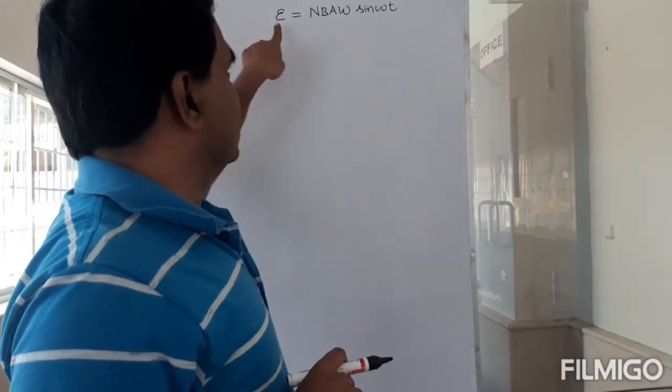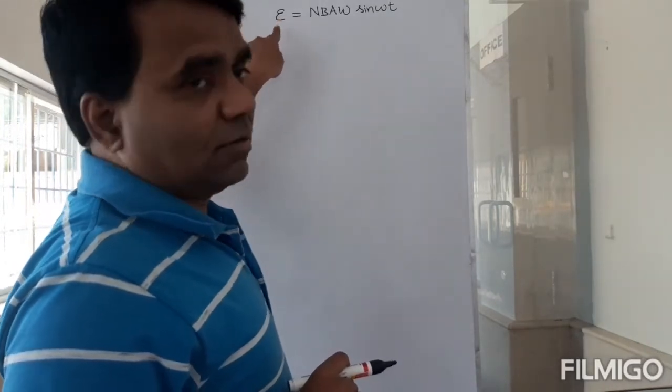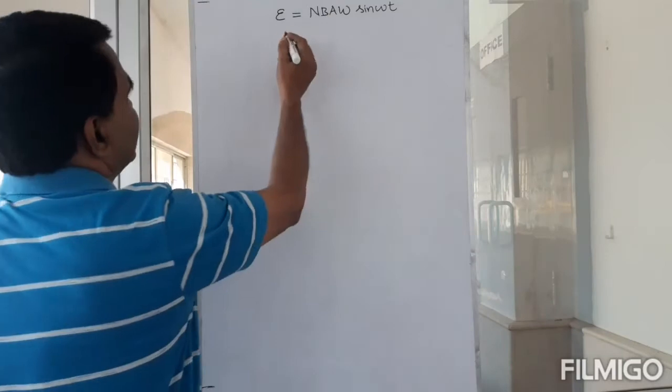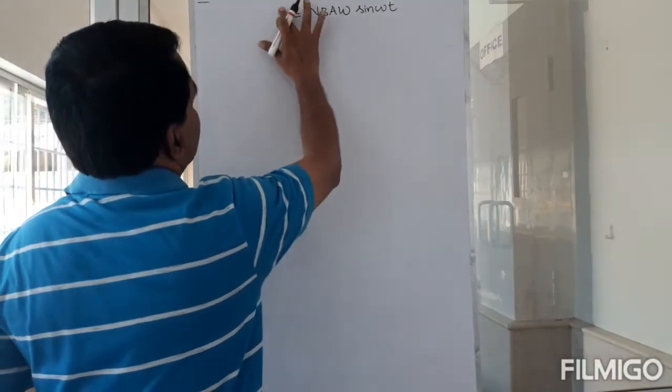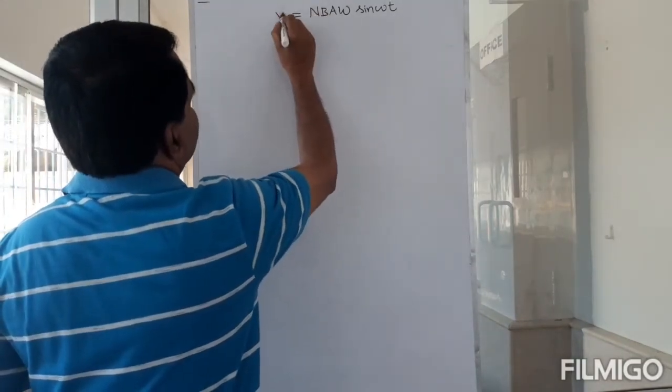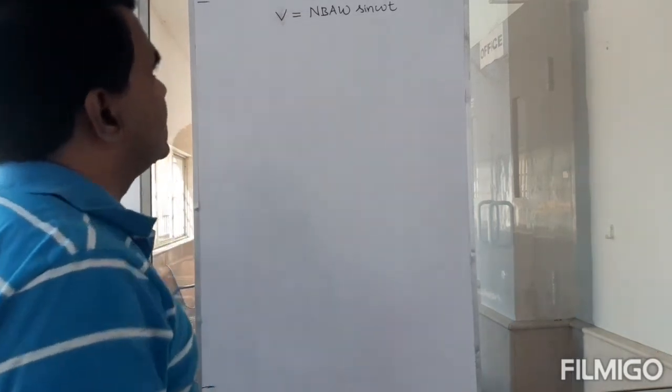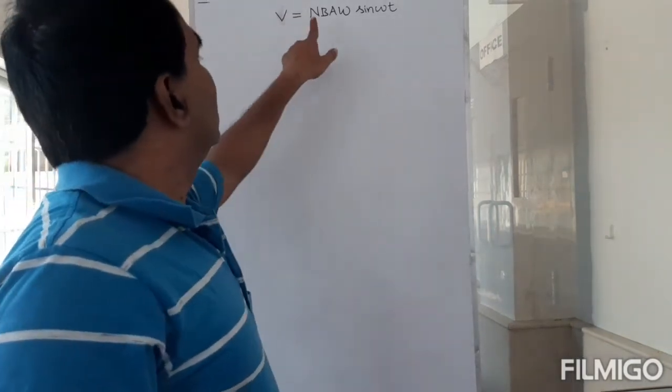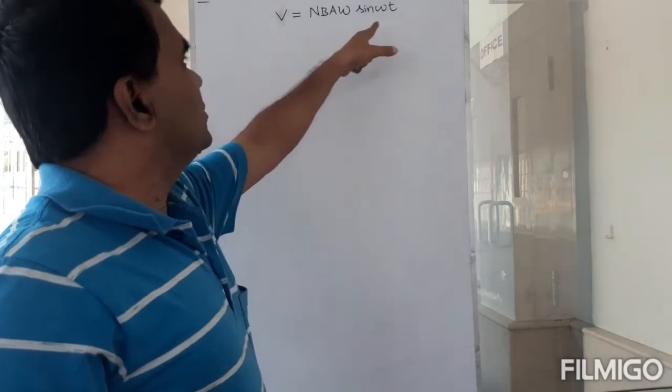I'm not going to use this letter epsilon from now on. I'll just use V. Okay? Instead of this, I'll use V. That's V for voltage. NBAW sine omega t.